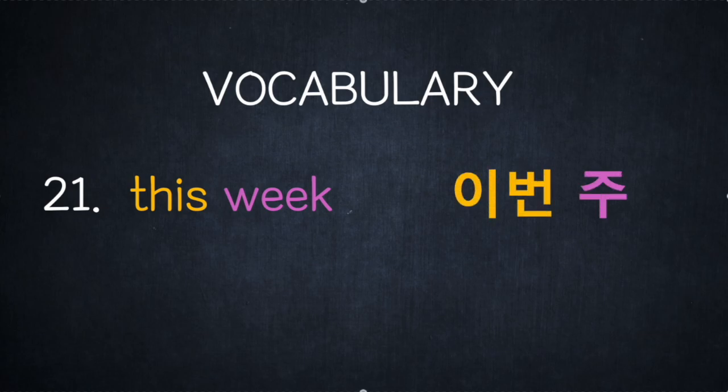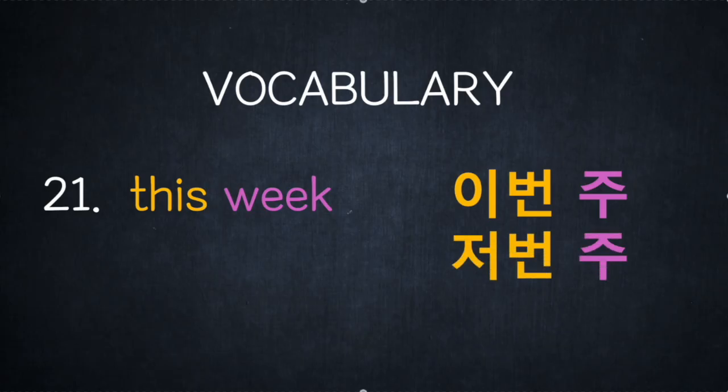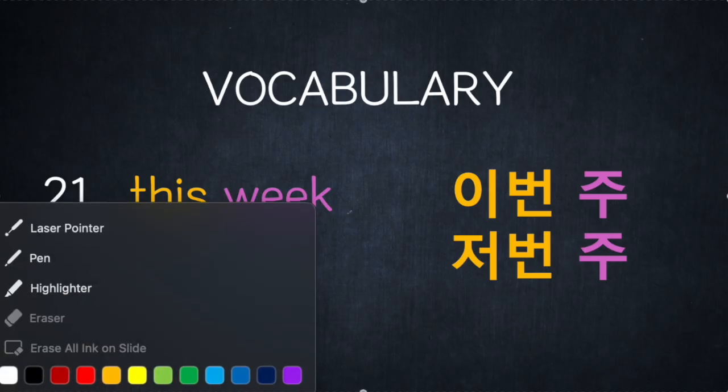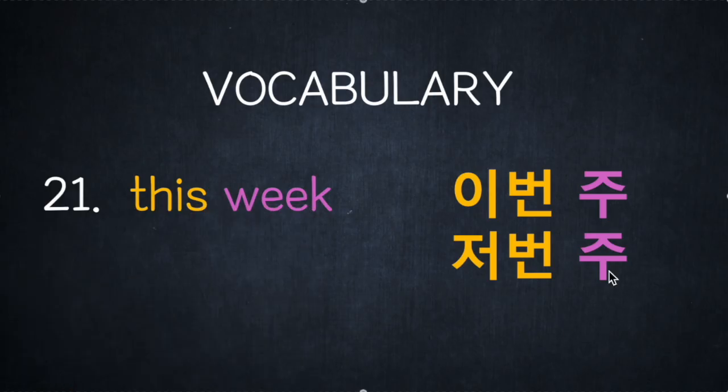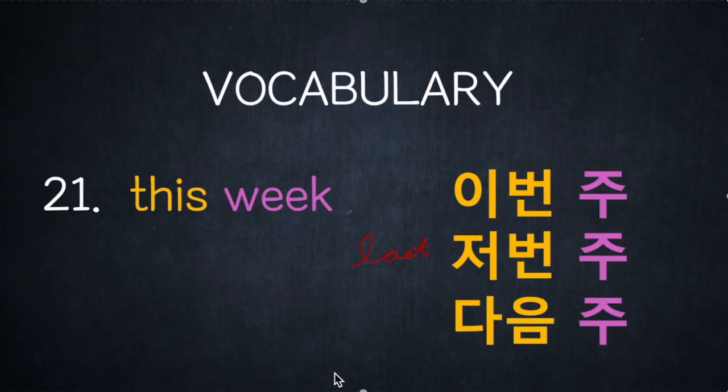Hopefully you got it. 이번 주. So 이번 means this, and 주 means week. Today we also learned 저번 주, which means last week. And 다음 주 is next week. So these are new this week. I just covered them in the class today, okay? So please write this in your notebook. You could pause me throughout the video and take notes. So that's 이번 주, 저번 주, 다음 주.